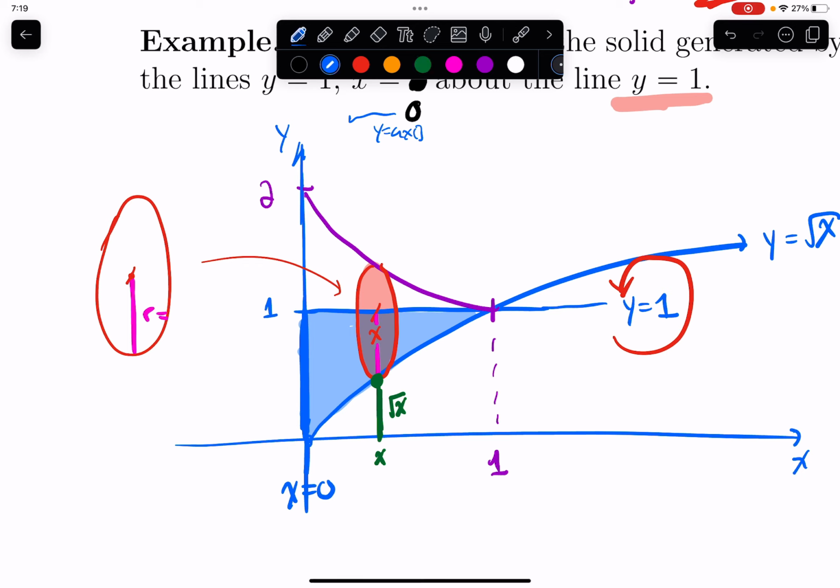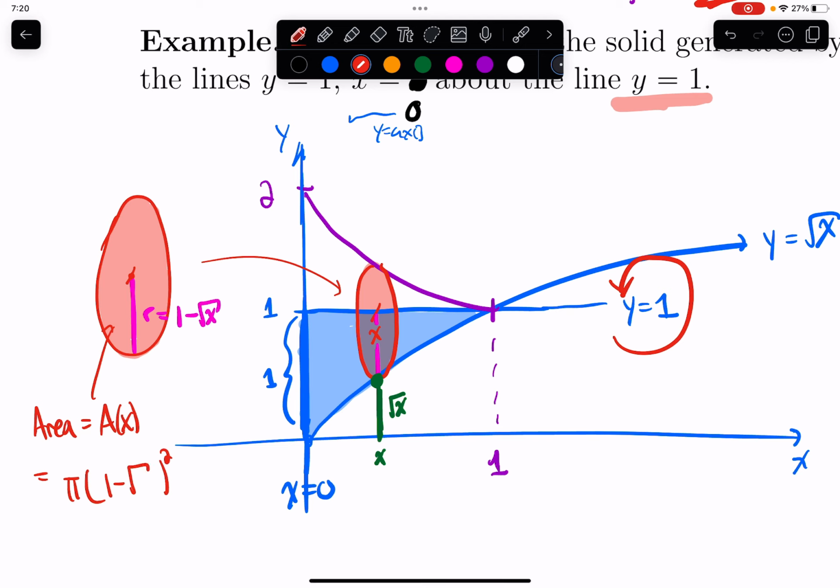And I know that this distance is a 1. So the pink value at the end of the day really should be 1 minus the square root of x. That's my radius. So what that means is that if I want to compute the area of this overall disk, the area of that disk, which I'm going to call A of x, really should be pi r squared, where the r is 1 minus root x.